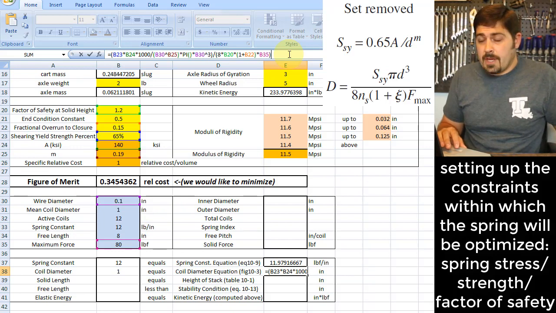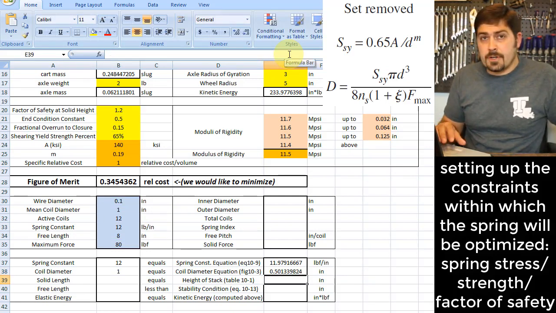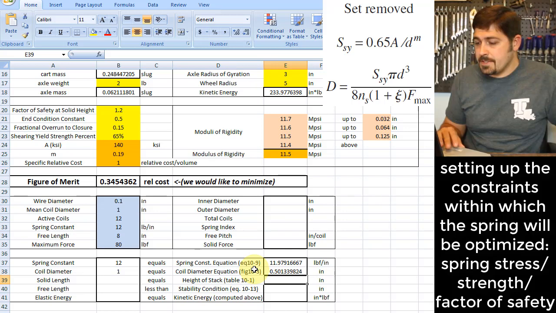So now that we have that equation entered properly there, we just go ahead and hit enter, and that gives us our coil diameter. Okay, and again, you'll notice that it's different than the coil diameter that was the initial guess, but that's completely fine. That's one of the things it's going to solve for.